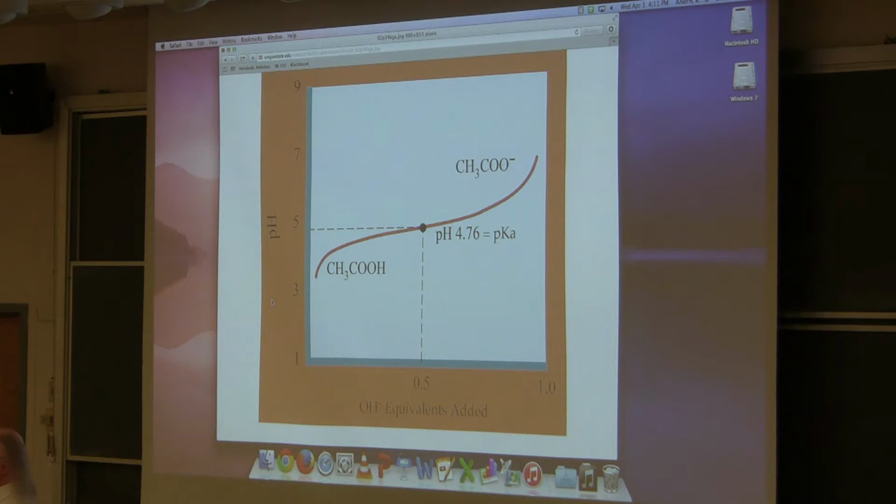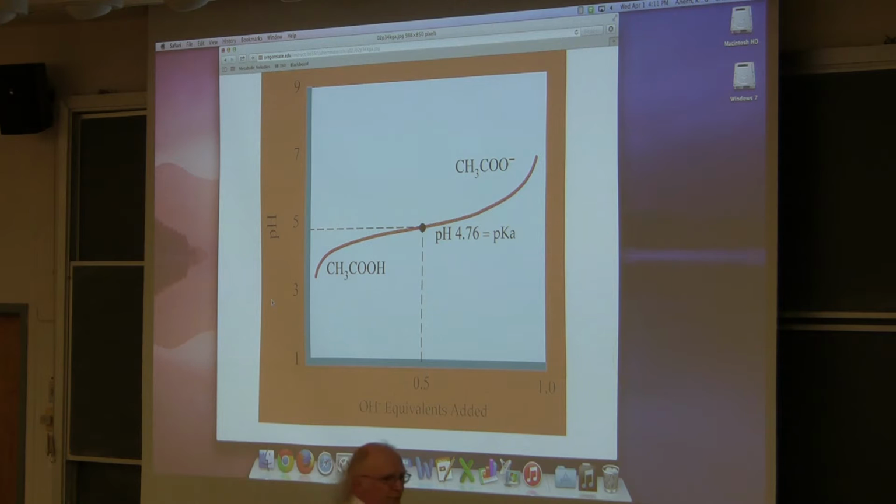You would look at that and you would say, buffering really isn't going on there. And that's exactly correct. In this region of the graph, buffering is not going on. The pH is changing drastically for just a little bit of OH. And I said that a buffer was something that resisted change in pH. This thing isn't resisting change in pH very well at all.